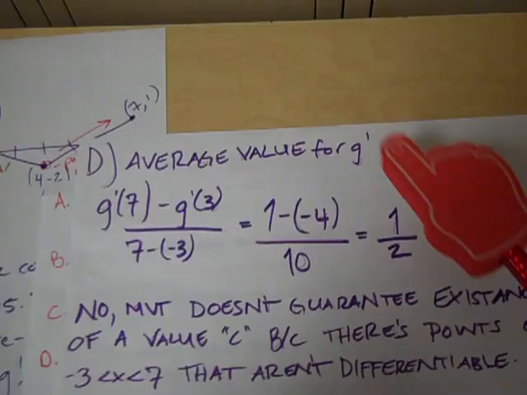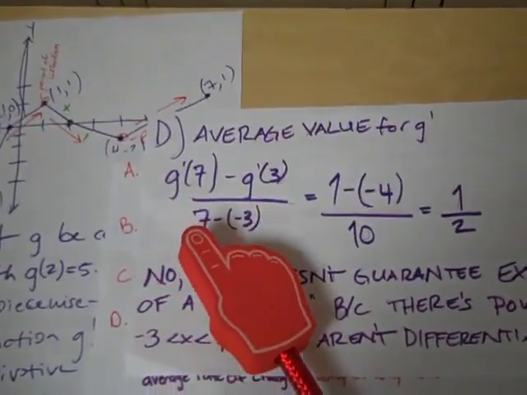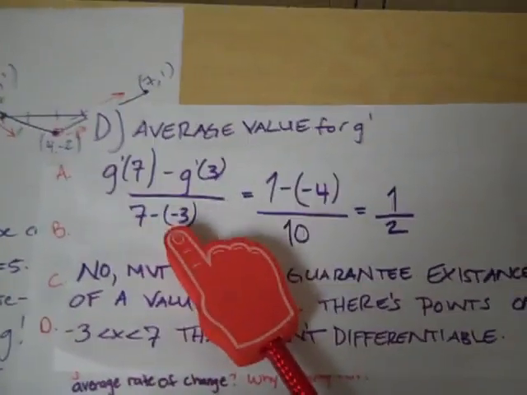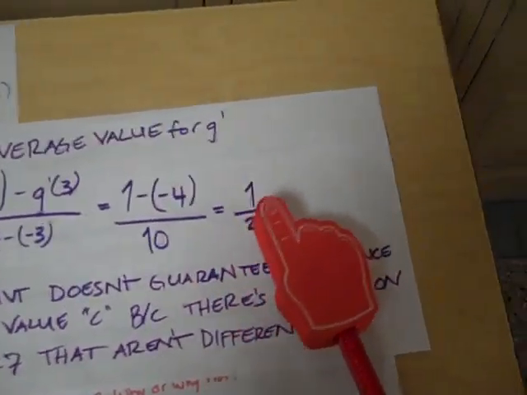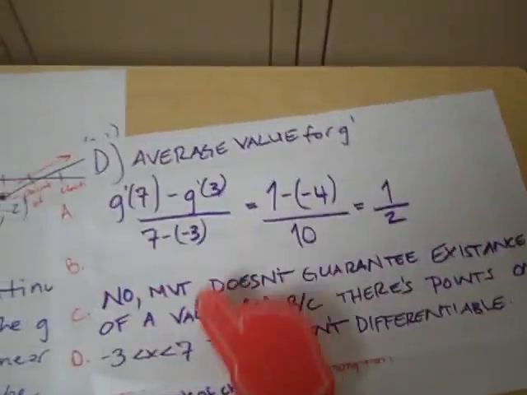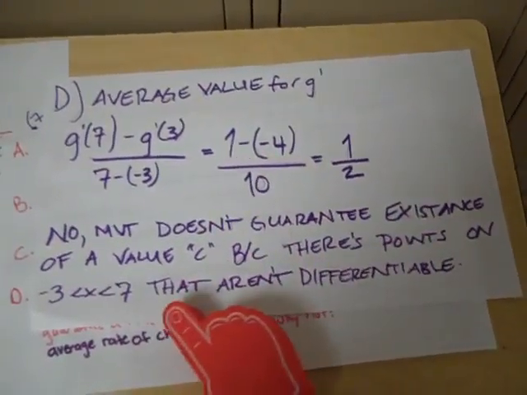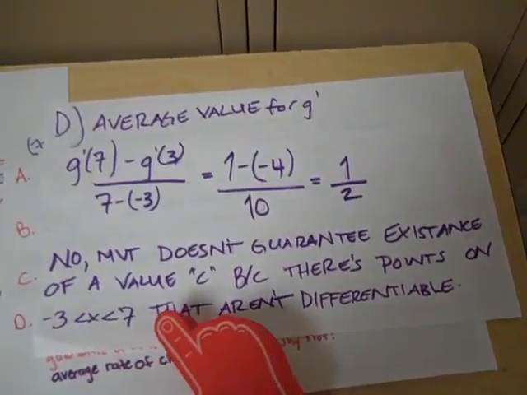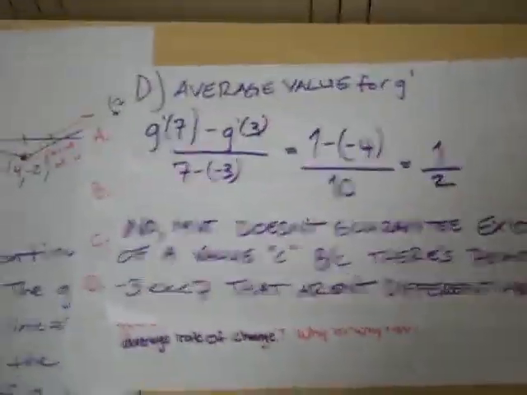So once again, you use 7 for your b and negative 3 for your a, and then you plug it into the equation. G prime of 7 minus g prime of negative 3 over 7 minus negative 3 equals 1 minus negative 4 over 10, which simplifies to 1 half. This means that no, the mean value theorem does not guarantee existence of a value of c, because there's points on negative 3 is less than x, which is less than 7, that are not differentiable.